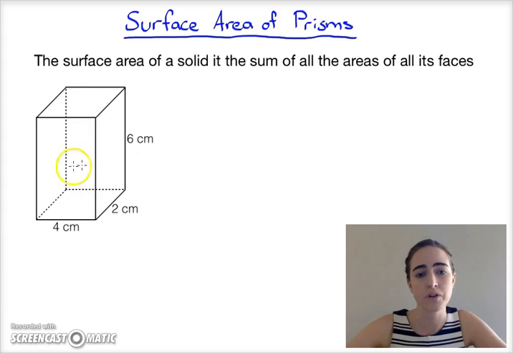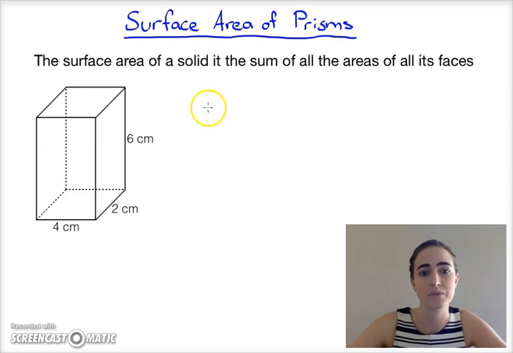It's got the top and the bottom, 2 sides, and the front and the back. But with a rectangular prism, there's going to be double ups. So the top and the bottom, they're going to be the same size. The 2 sides are going to be the same size, and the front and the back are going to be the same size as well.